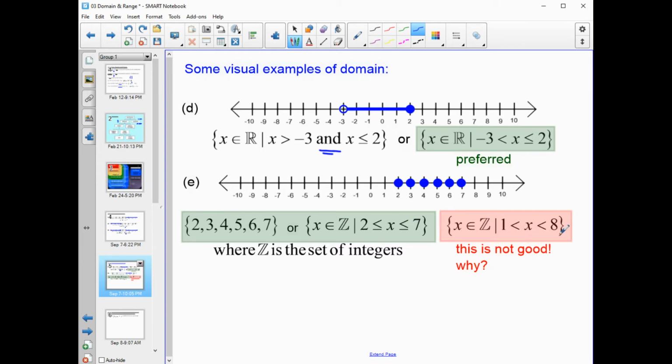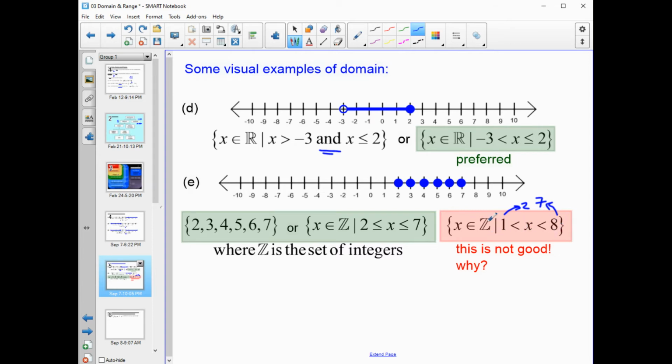Technically, what I've got surrounded here in red, obviously to indicate don't do this, is technically correct, but it's not a very good representation. So give a moment to think about why that is. I'm saying it's integers between 1 and 8, but it doesn't include 1, and it doesn't include 8, which forces it up to be 2 and forces it down to be 7, because we're not allowed to include 1 and 8, but we're only allowed to have integers.